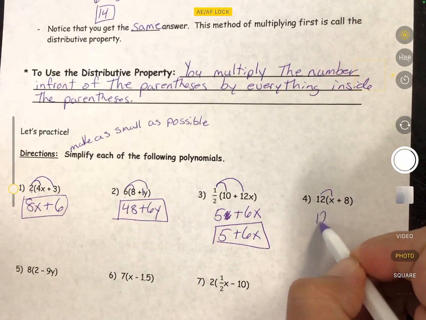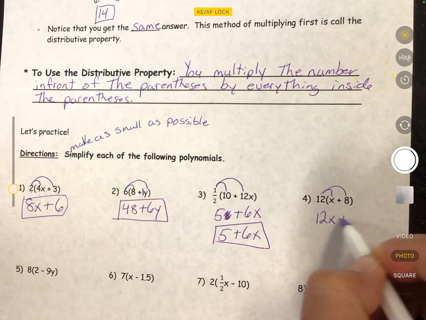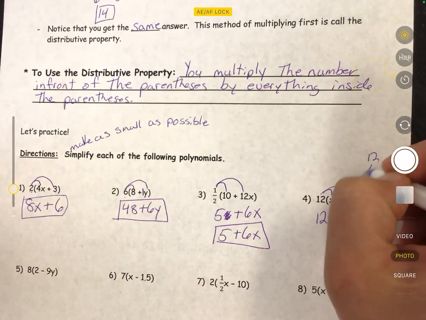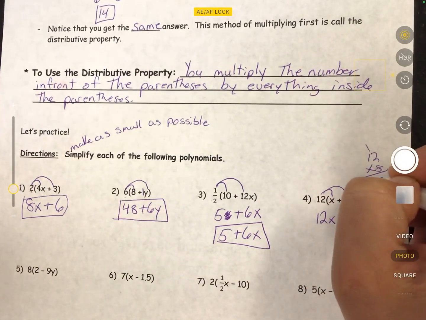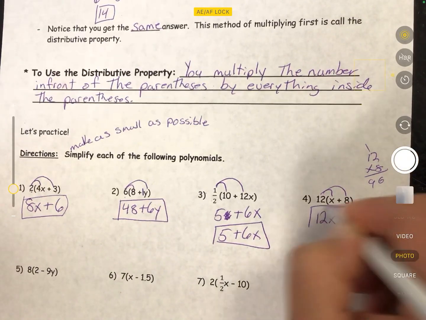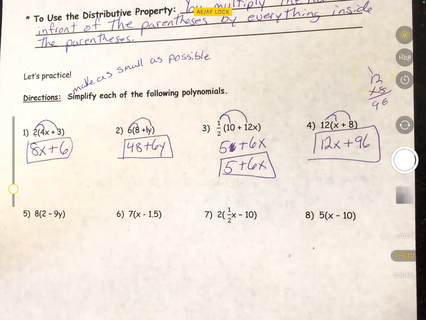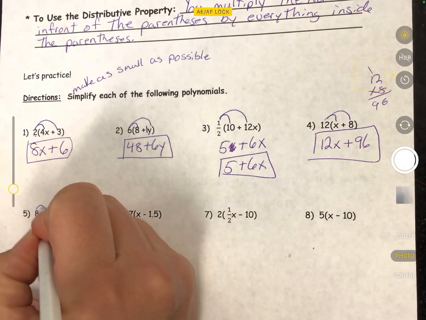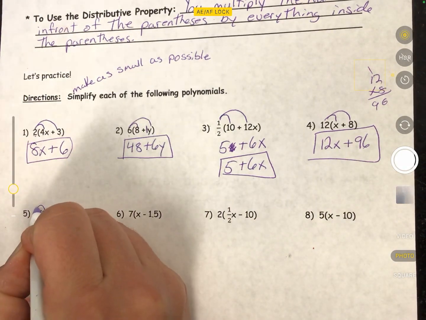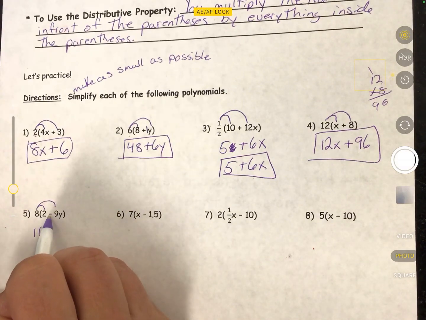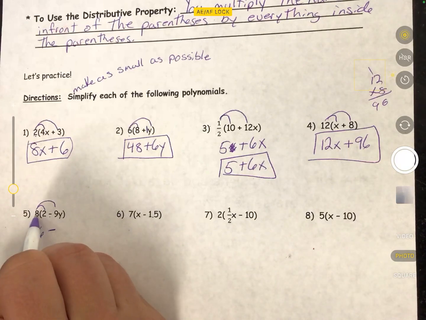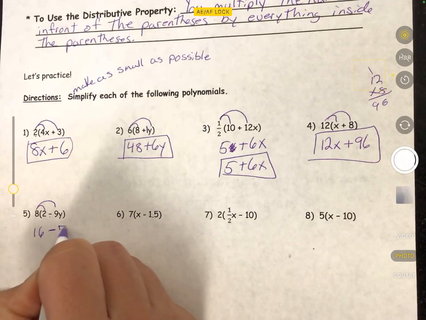12 times a 1x is 12x. 12 times 8, I don't know that one in my head. You can use a calculator if you need to. 96. Distribute. Take what's on the outside, multiply it by everything on the inside. 8 times 2 is 16. Now I have 8 times a negative 9y. Positive times a negative is a negative. 8 times 9, 72y.